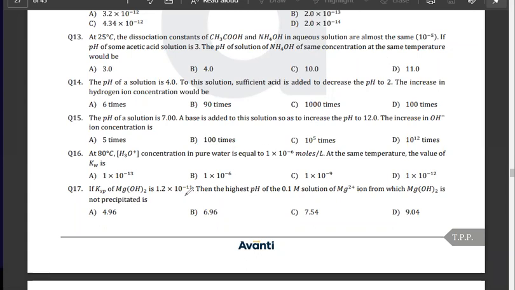So if Ksp of Mg(OH)2 is given, again a salt, right? So Ksp, just see the concept, is the concentration of Mg2+ into the concentration of OH minus square, right? Then the highest pH of 0.1 solution of Mg2+. Now, the concentration of Mg2+ is given as 0.1. Can you calculate the concentration of OH minus? The concentration of OH minus is root of Ksp by C, which is the concentration of Mg2+. Got it? Right?